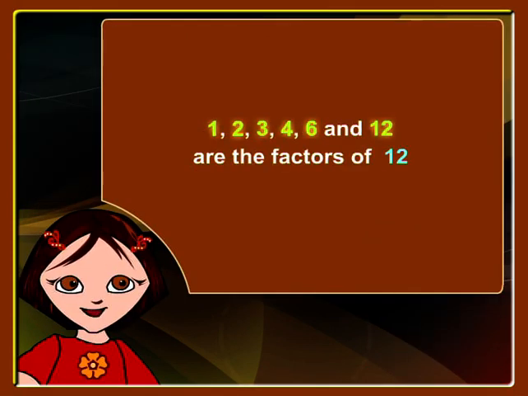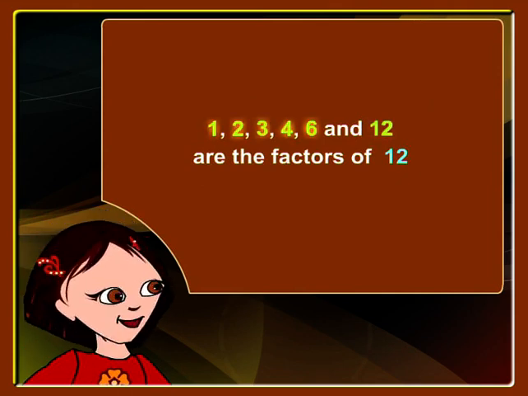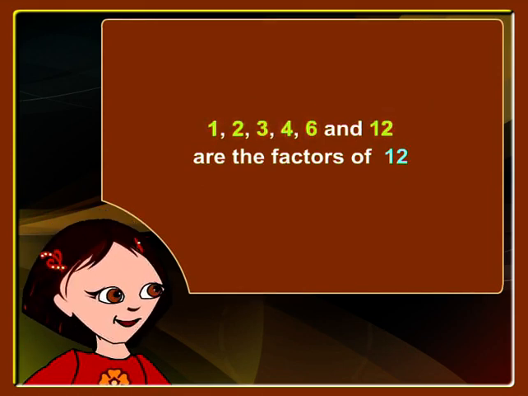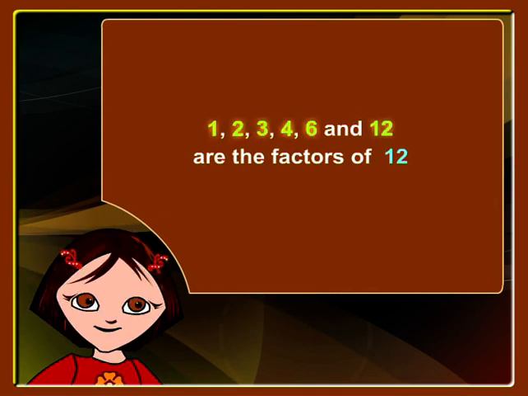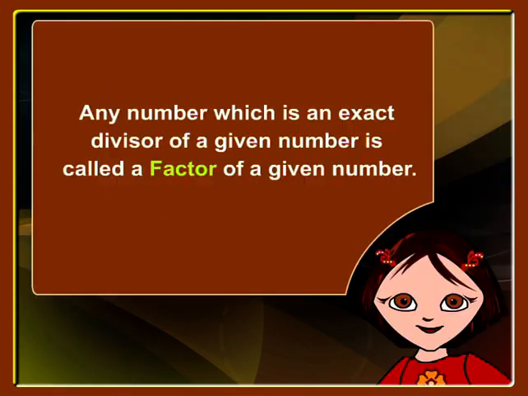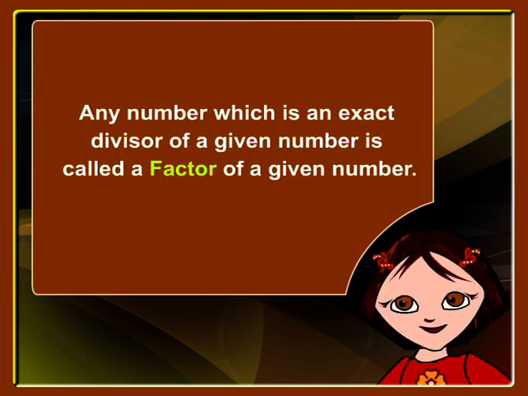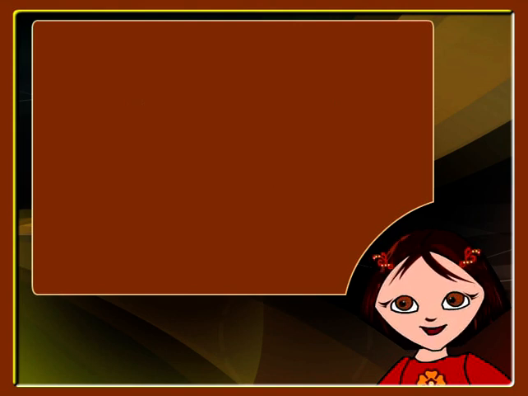Since each of the numbers 1, 2, 3, 4, 6 and 12 divide the number 12 exactly, they are called the factors of 12. From my learning, any number which is an exact divisor of a given number is called a factor of a given number. Now, wasn't that simple?